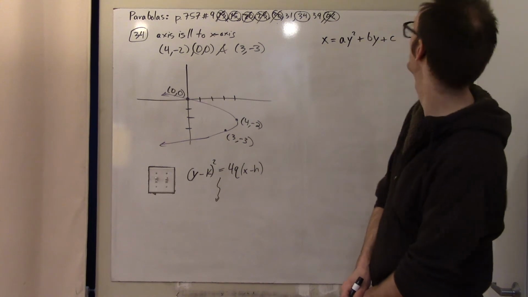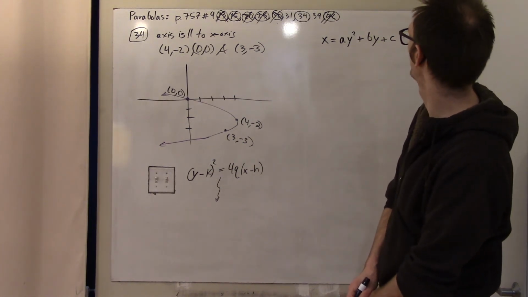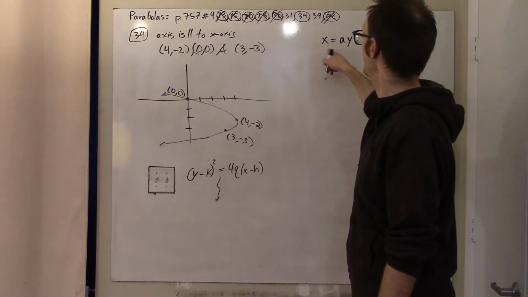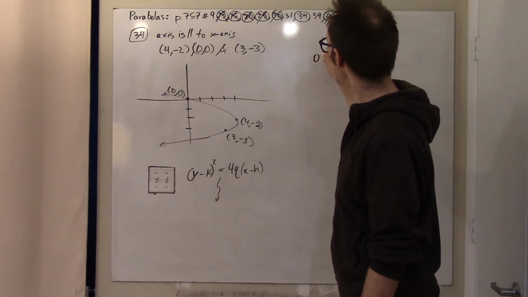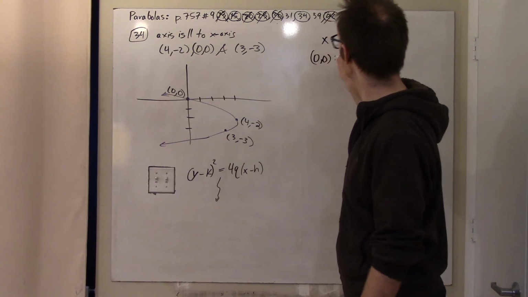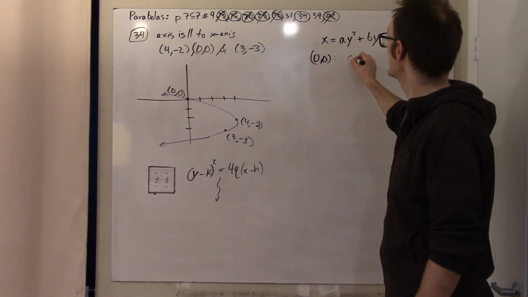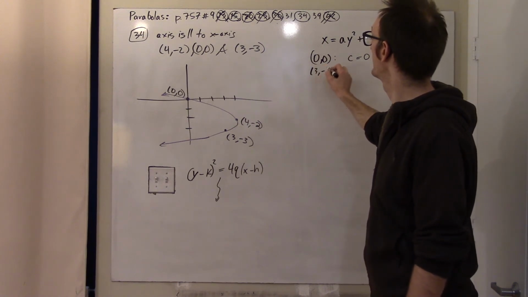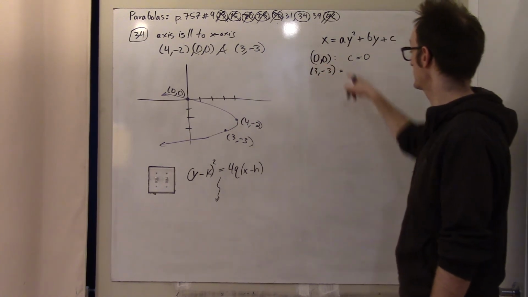I'm doubting that this could be so simple, but it just is, right? So plug in 0, 0, and what do we get? We get that c has to be 0. Plug in 3 comma negative 3, and what do we get?